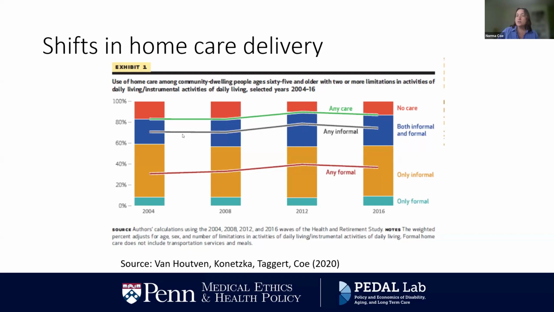What we do see is sort of these rising blue boxes. So more and more people are receiving both family care and formal care, and fewer people receiving no care. So again, increasing access of care, so that's probably a good thing. And then our question really was, does it matter, right? So if we see these shifts in who's providing care, what does that mean for the patient outcomes?